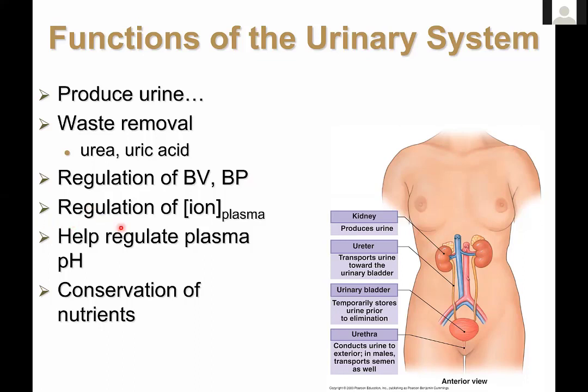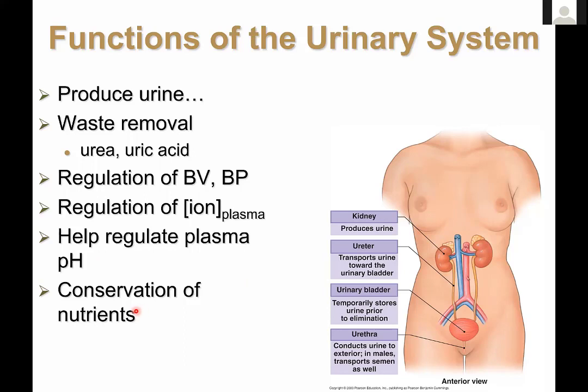By selectively excreting ions into the urine or holding ions back, the urinary system can regulate the concentration of ions in your blood plasma, which, as you know, is very important. So we talked about this in this class as early as Chapter 6, when we talked about bone tissue and the regulation of calcium. So that's kind of a big idea there. It helps to regulate plasma pH, along with the respiratory system, as you know, and conservation of nutrients.